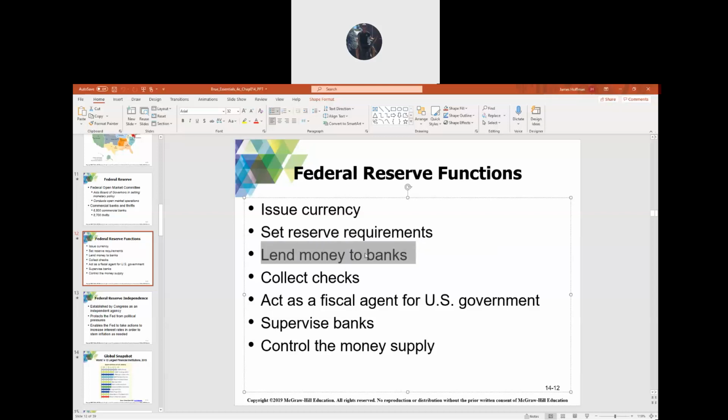Okay, the Federal Reserve lends money to banks at a certain interest rate. They collect all the checks that you write in cash. They act as a fiscal agent for the U.S. government, which means that they buy and sell government bonds. Okay, they supervise banks in the region and they control the money supply. And so the Federal Reserve is a big part responsible for what's happened with the money supply, which is that the money supply has gone up by a ton in the last year.